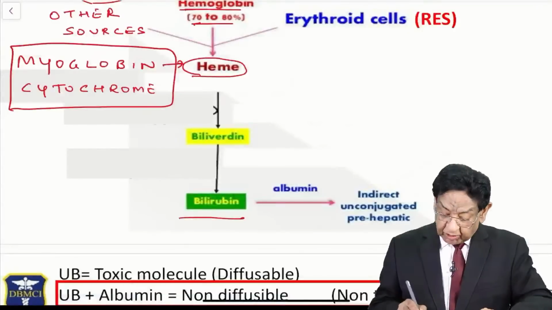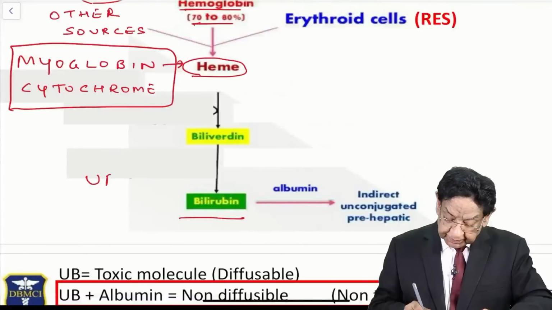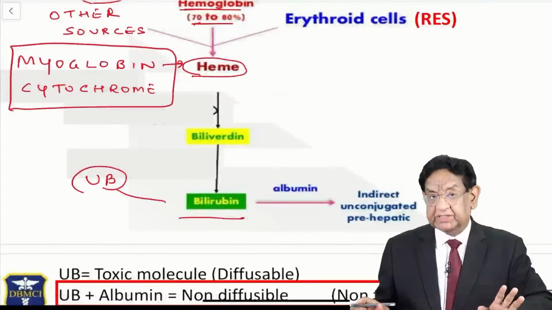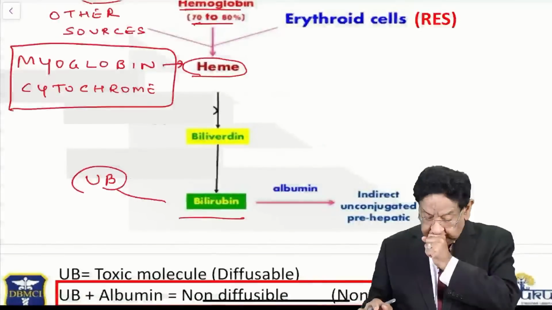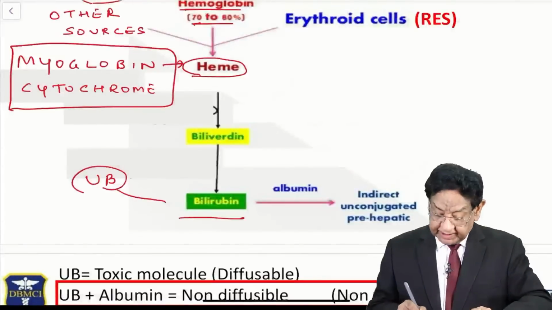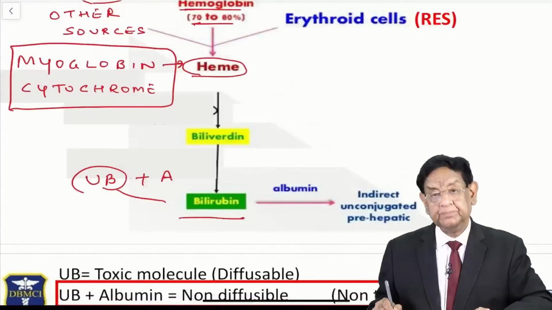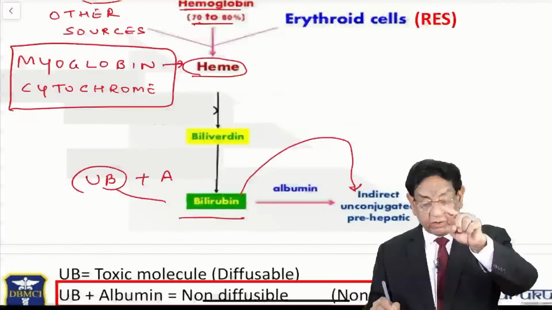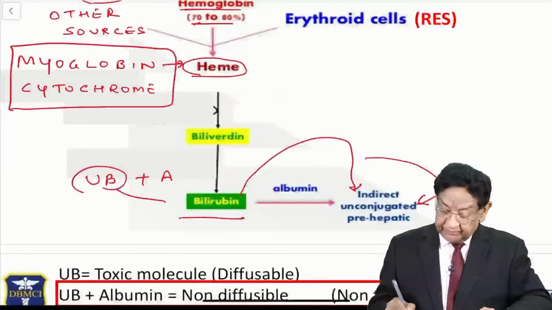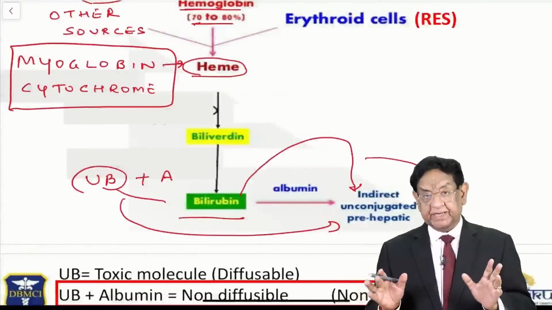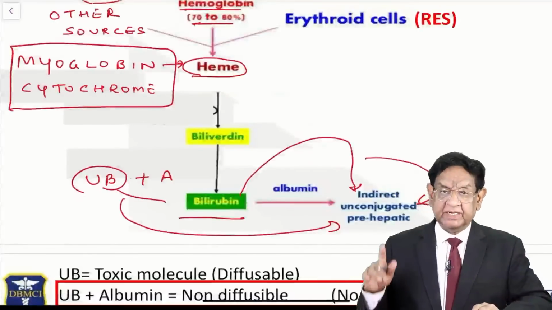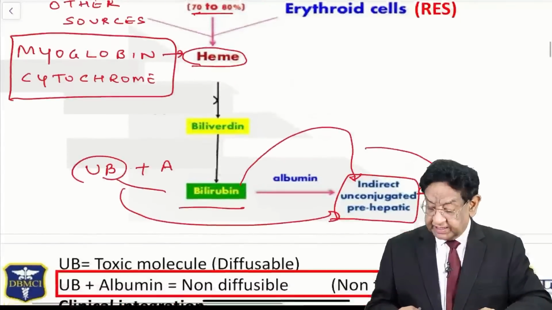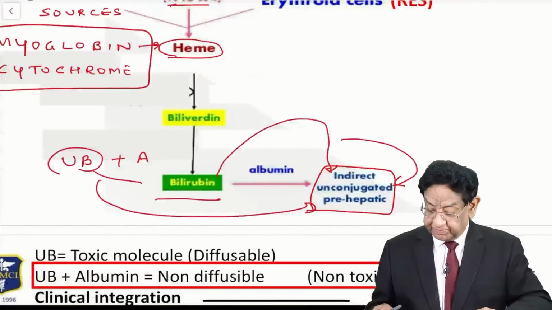This bilirubin is unconjugated bilirubin. I am writing UB. UB is unconjugated bilirubin because conjugation will occur in the liver. As of now, it has not. As I mentioned in the previous slide, this unconjugated bilirubin immediately gets attached to albumin. So this bilirubin we also call indirect, unconjugated, and we also call prehepatic. Why prehepatic? Because the rest of the process, conjugation, will occur in the liver. So there are three keywords that you have to remember in this slide: indirect, unconjugated, and prehepatic.